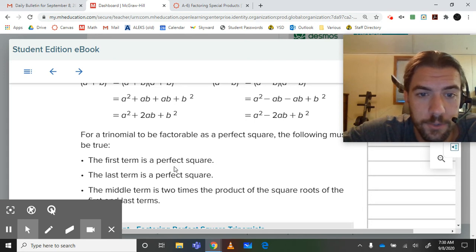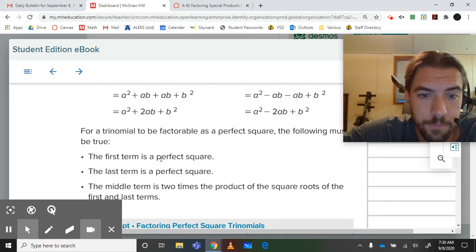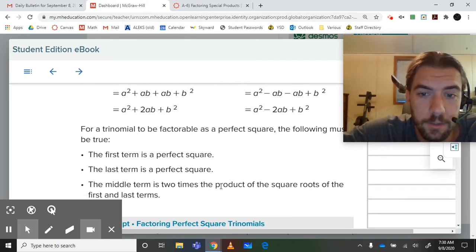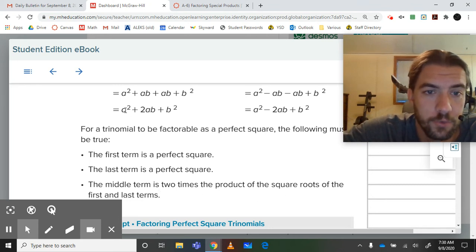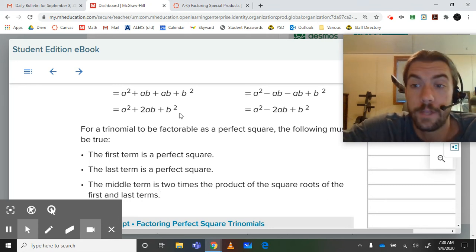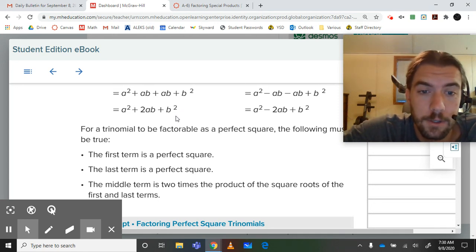The first term is a perfect square, a squared, yes. The last term is a perfect square, b squared, yes. The middle term is 2 times the product of the square roots of the first and last terms. Okay, so what are the square roots of a squared and b squared? Well, that is just a and b. So the middle term indeed is 2 times the product of those 2 square roots together.